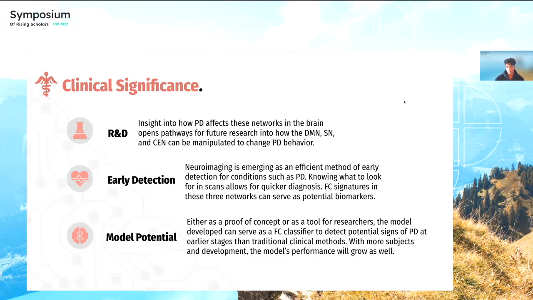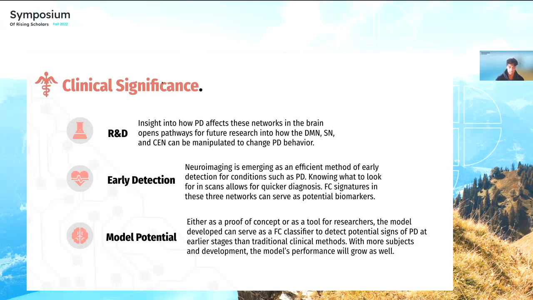Early detection. Neuroimaging is emerging as an efficient method of early detection for conditions. It's more cost-effective, it's faster, and it's non-invasive, which is a huge plus. Knowing what to look for in scans allows for quicker diagnosis. FC signatures of these networks can serve as potential biomarkers for scientists and researchers in the future.